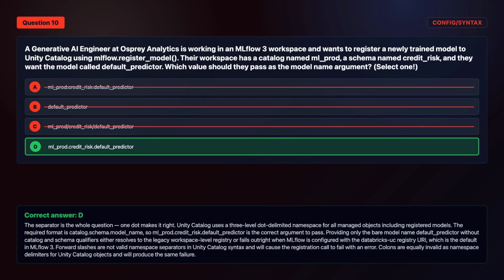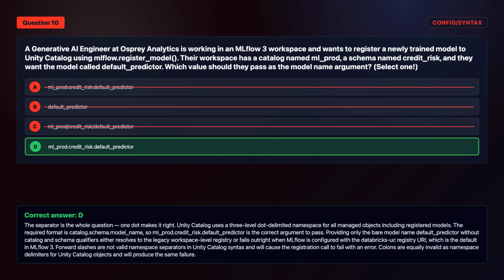The correct answer is option D. The separator is the whole question. One dot makes it right. Unity Catalog uses a 3-level delimited namespace for all managed objects, including registered models.